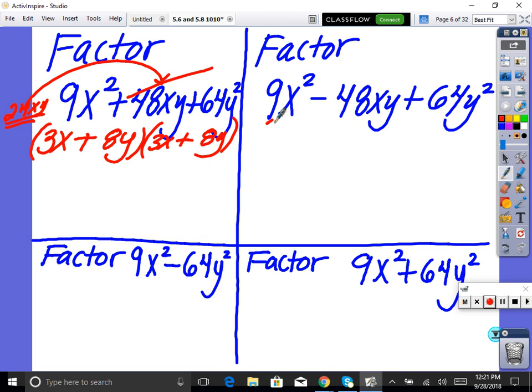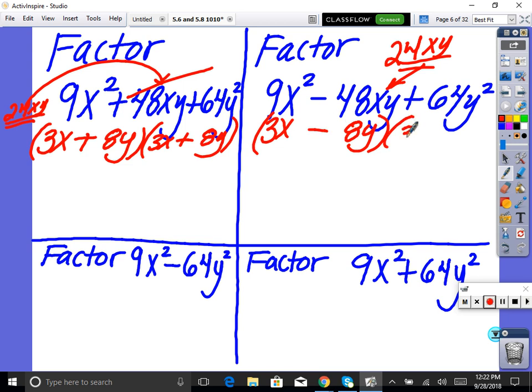Alright, so same thing here, we have a 3x, we have an 8y. 3x and 8y is 24xy's. We're going to have 2 of those, which is 48, so we are good to use our trick, and it's subtraction, so they're both going to be subtraction.